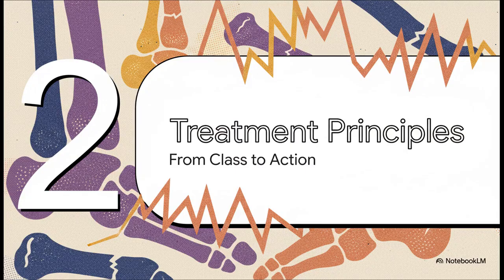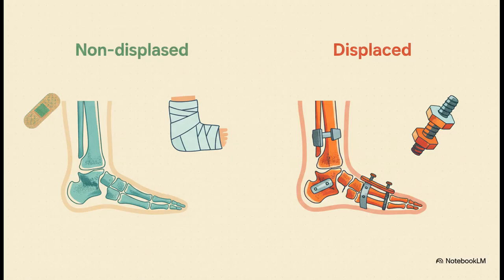Okay, great. So we've classified it, Weber A, B, or C. Now for the million-dollar question, what do we do about it? How does this classification actually guide our clinical decisions? Let's talk about turning this diagnosis into a concrete action plan. Honestly, the first big decision point is actually pretty simple. It all comes down to one thing.